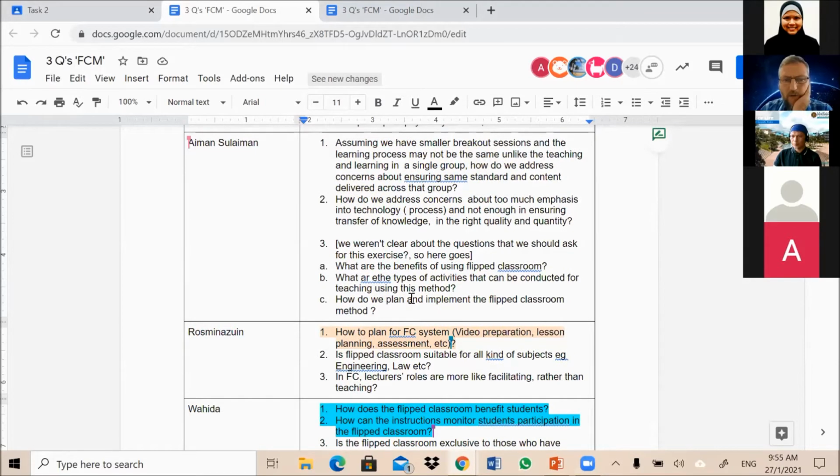We weren't clear about the questions that we should ask for this exercise. So here goes. What are the benefits of using flipped classroom? What are the types of activities that can be conducted? And how do we plan and implement the flipped classroom? Okay, so those are quite technical questions. That's the question that you wanted us to address, right?